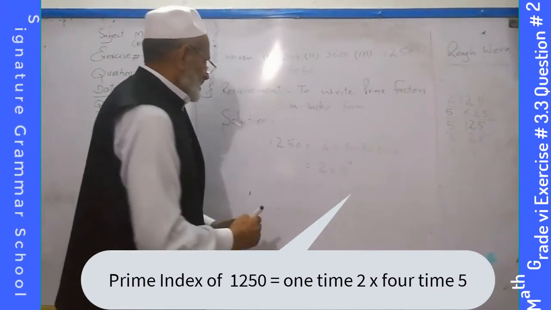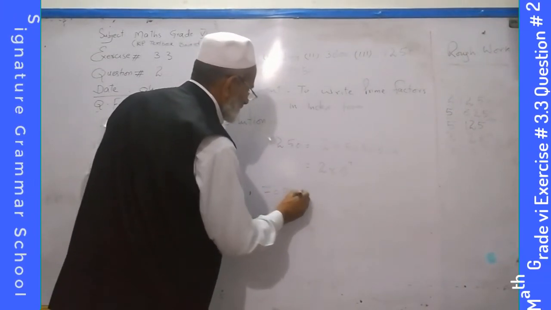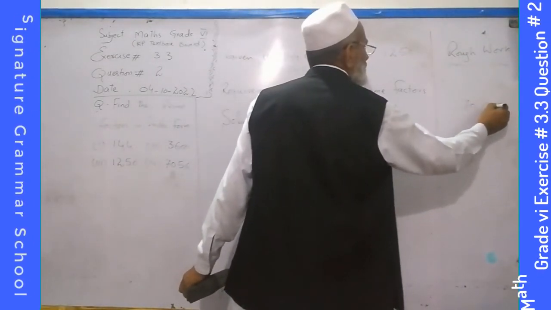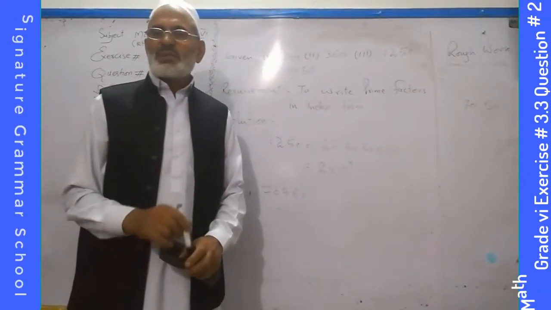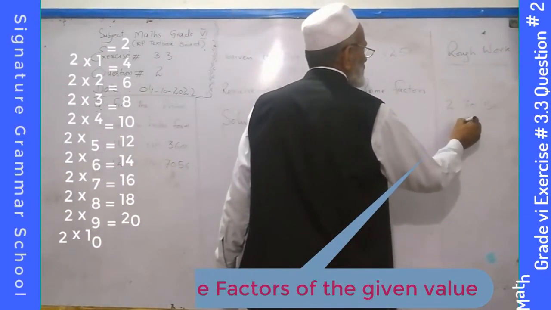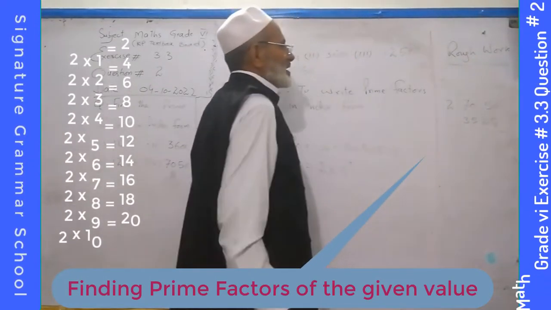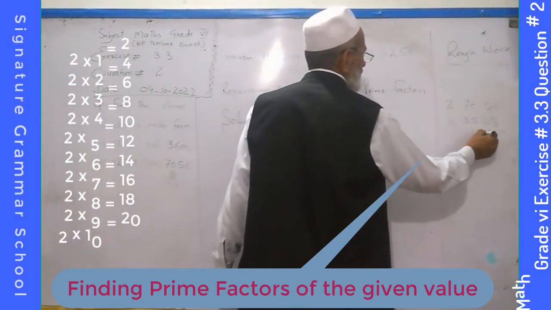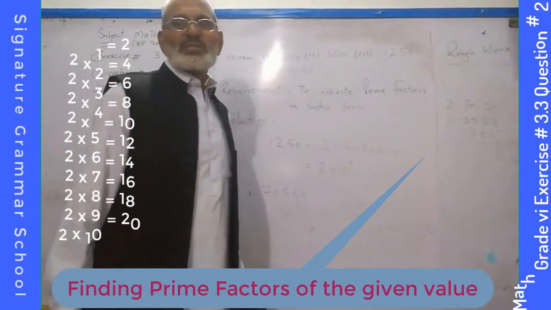Now, the last one, that is 7056. And the last digit is 6, and 6 is an even number, therefore it is divisible by 2. Now, 2 3s are 6, 2 5s are 10, 2 2s are 4, 2 8s are 16. Here is 8, again it is divisible by 2. 2 1s are 2, 2 7s are 14, 2 6s are 12, 2 4s are 8. 4 is an even number, again it is divisible by 2.